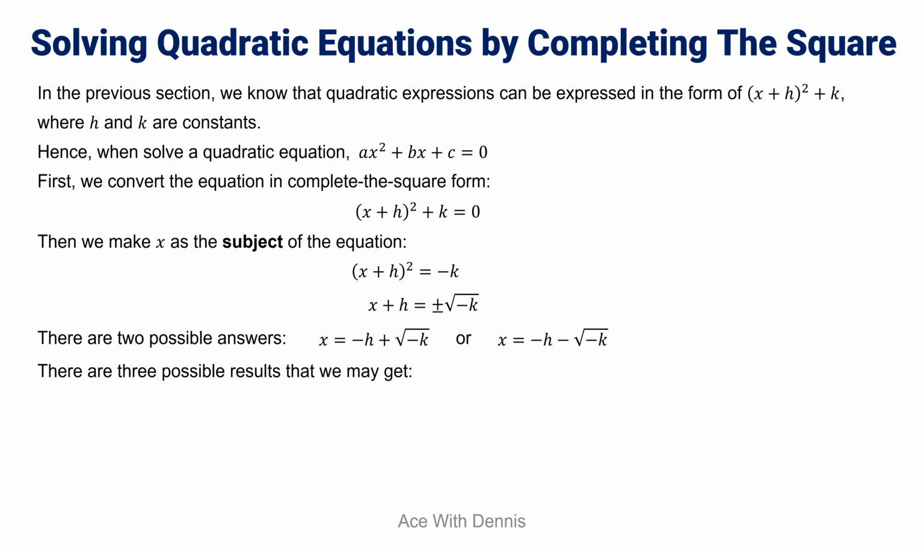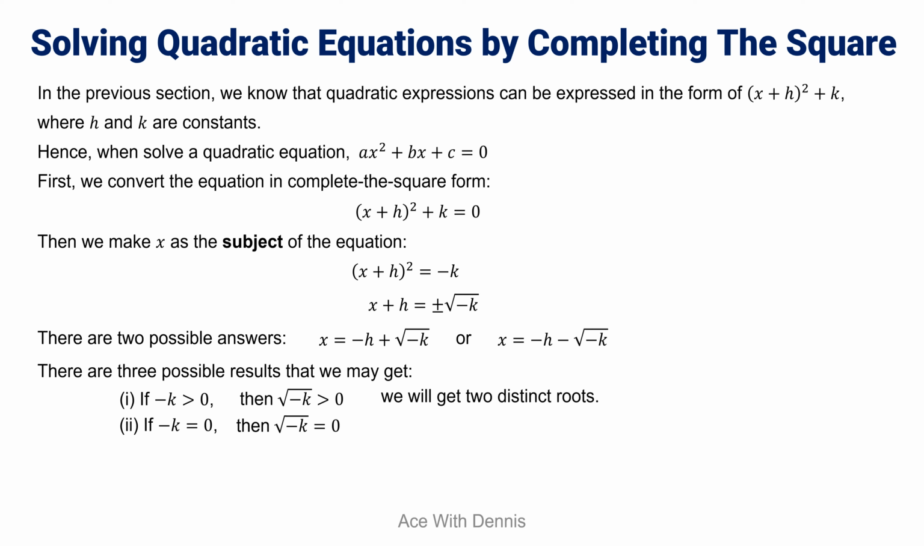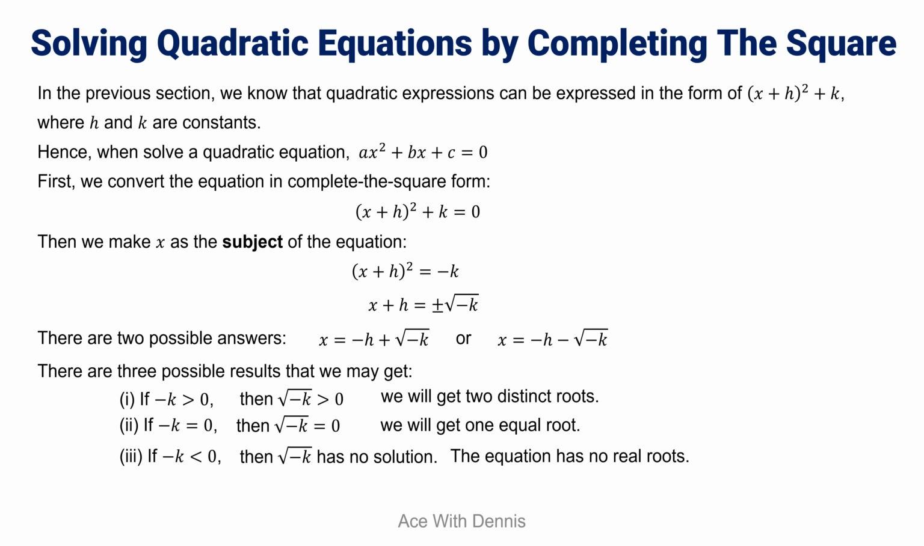There are three possible results that we might get. If negative k is greater than 0, then square root of negative k will be positive, greater than 0. We'll get two distinct roots. Second possible result is if negative k equal to 0, then square root of negative k equal to 0, and we'll get one equal root. If negative k is less than 0, then square root of negative k has no solution. The equation has no real roots.